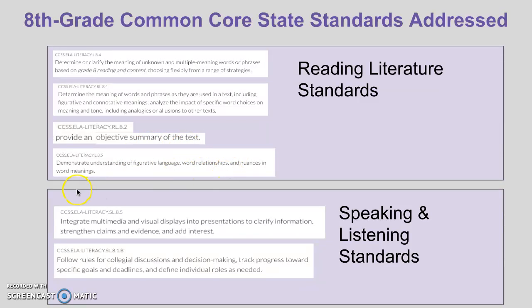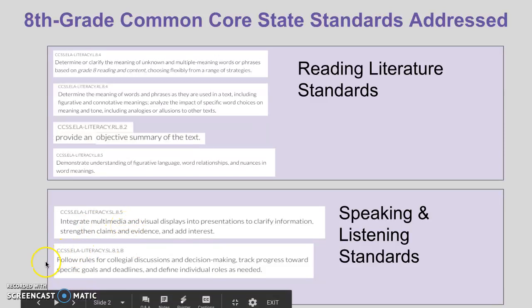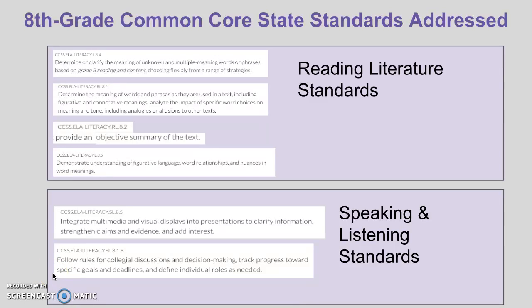They also create a presentation based on their findings, and this means they need to use multimedia, and they are going to also need to be able to collaborate with each other. So this is a partner-based project, and part of what this does is help students learn how to work with each other.